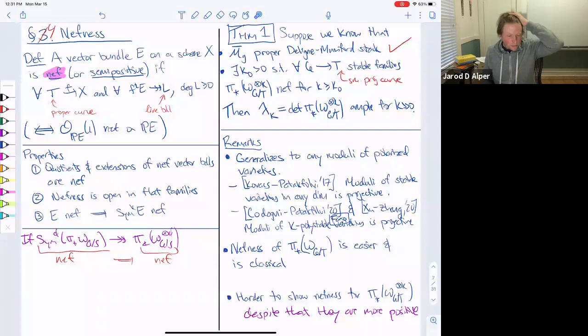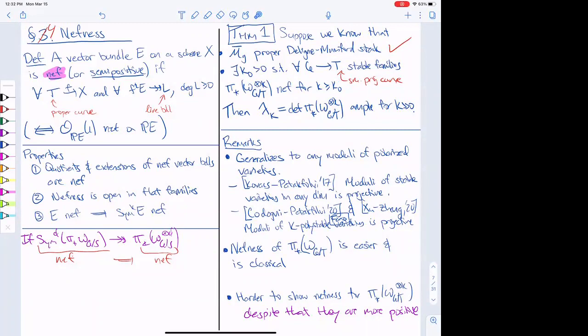Any questions? How does, in theorem one, the size of k relate to k naught?